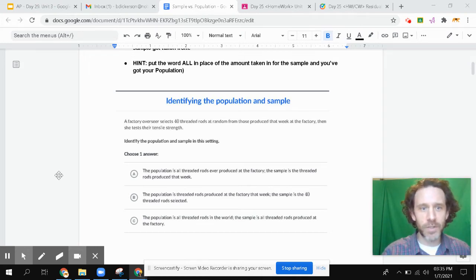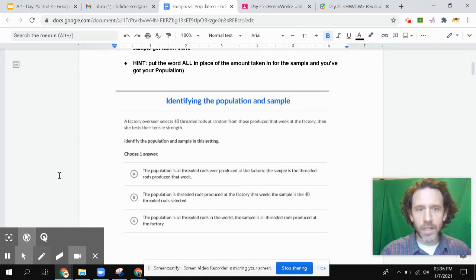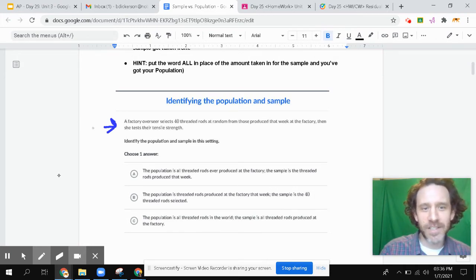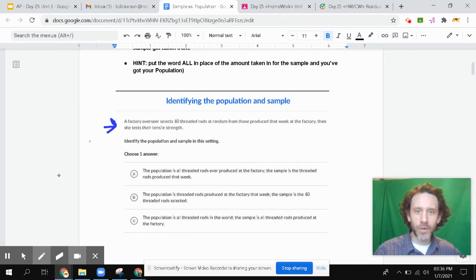But there's more to this problem. So let's read the whole thing, okay? Starting with the beginning here, a factory overseer selects 40 threaded rods at random from those produced that week at the factory. Then she tests their tensile strength, whatever that is.